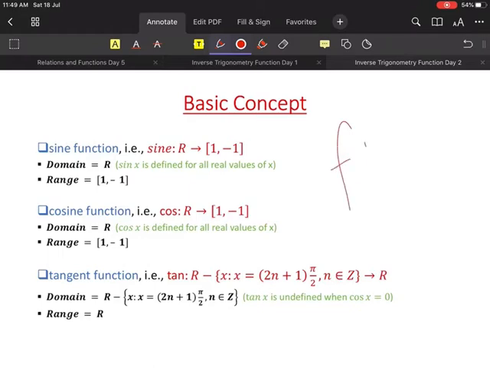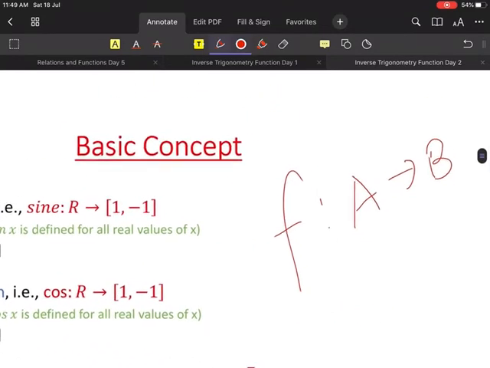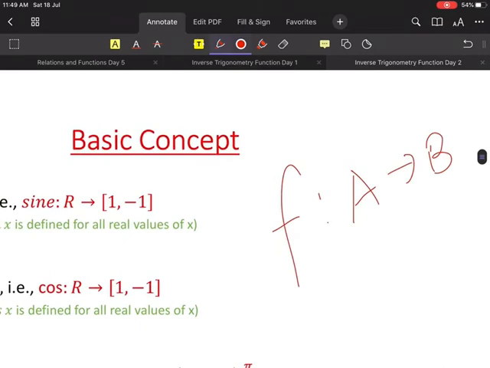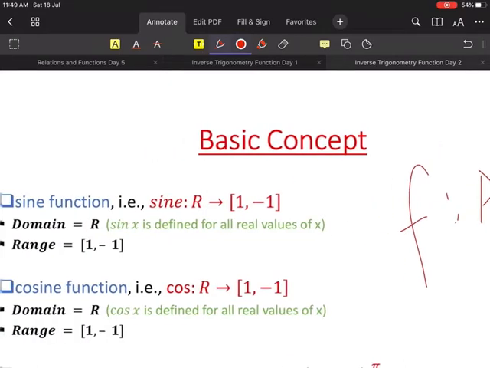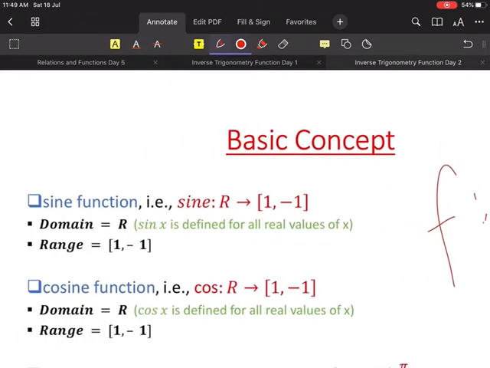Any function, as we already know from class 11, we can write as f colon A to B, right? Yes or no? Please tell me. What does A signify? In class 11 you have done this one. A signifies the domain. And what does B signify? B signifies the range, or it signifies the codomain.